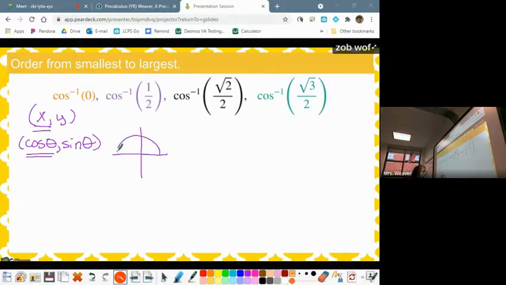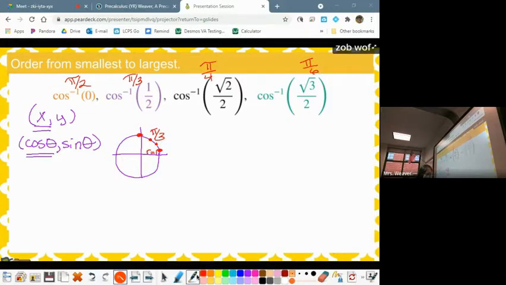So if we think about our circle with a radius of 1, boy, that's off center, but it's just a sketch. So our radius is 1. So our x value is 0 up here at pi over 2. So that's pi over 2. Our cosine, our x value, is 1/2 at pi over 3. So this is pi over 3. It is root 2 over 2 right there in the middle at pi over 4. And it is root 3 over 2 right there at the bottom at pi over 6.